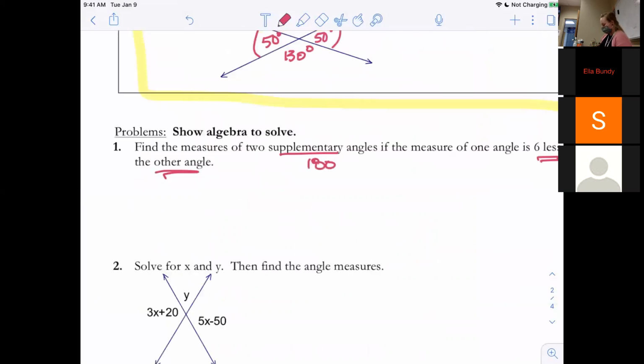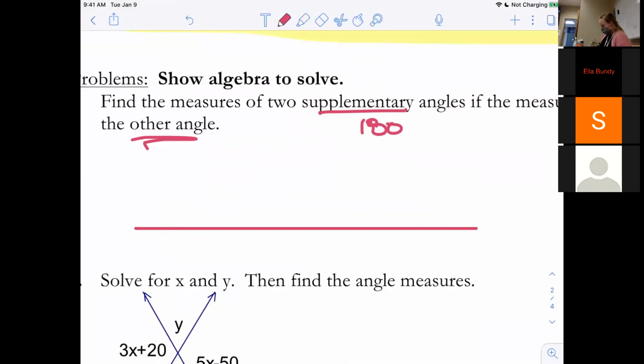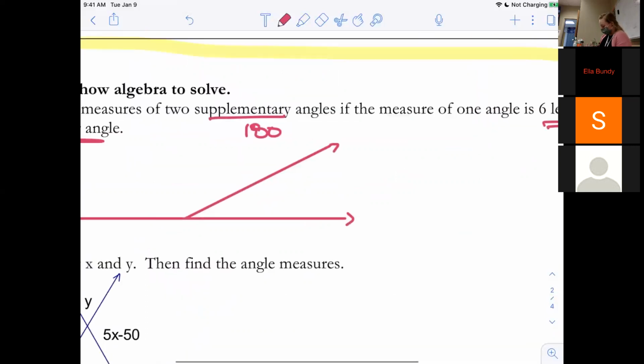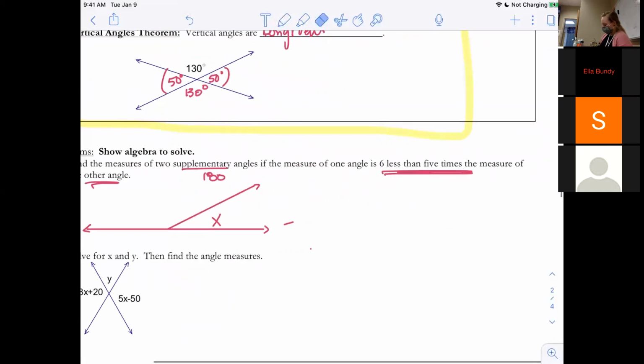All right, let's draw a picture. There's a line. Now it's a linear pair because there's 2 angles. If it says the measure of one is 6 less than 5 times the measure of the other, we need to use a variable to represent the other angle. So let's just use x. We'll say that angle is x. Now, how do I write 6 less than 5 times the angle in terms of x as an algebraic expression?